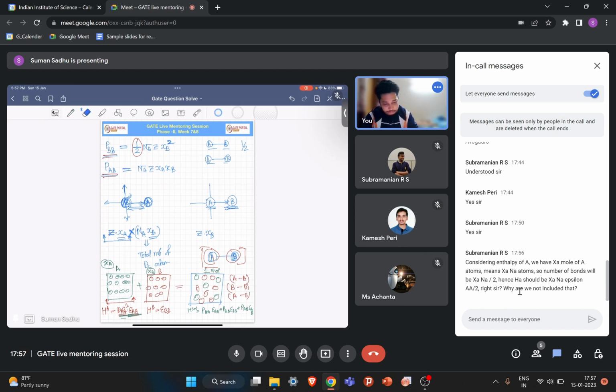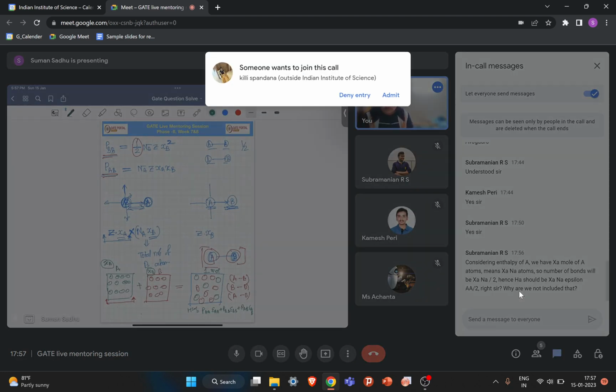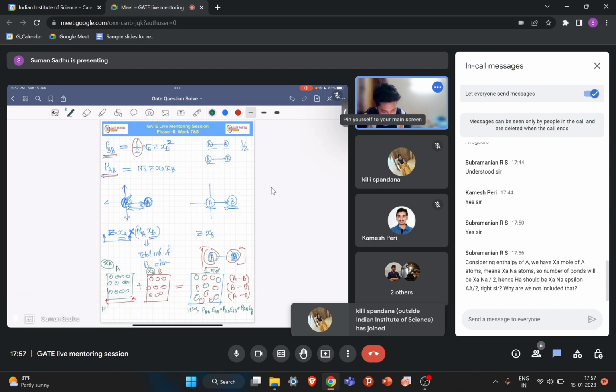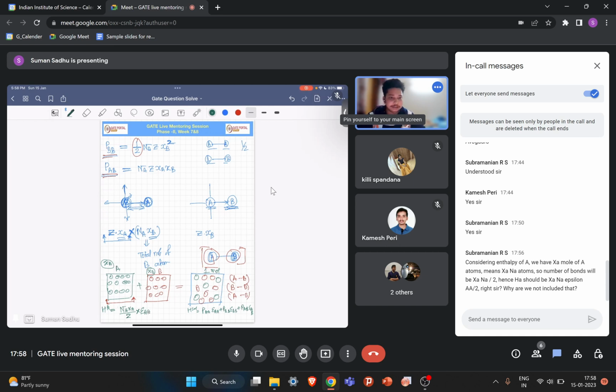So in this case, for each of A, the total number of atoms is Na by 2 because we are considering the bond, and then epsilon AA. Now it is right, right? I guess now it is right.